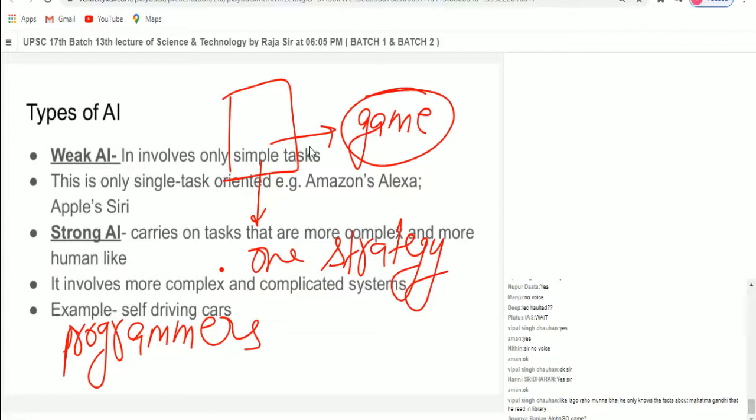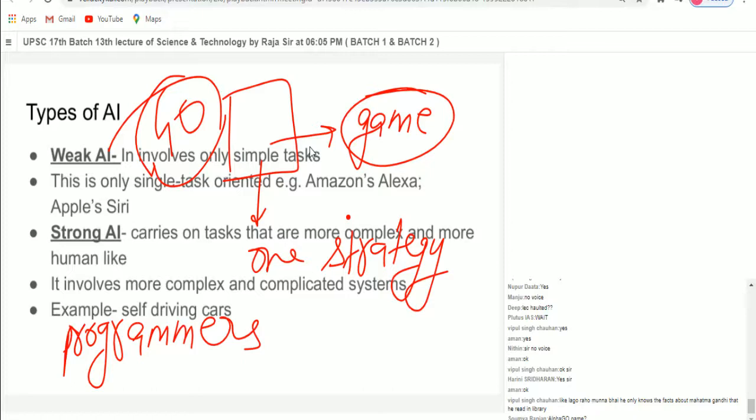Yes, absolutely. AlphaGo. Yes, I guess that is the Go game. So the computer devised its own strategy, a new kind of strategy to play the game, and that strategy was not provided by the programmers. So this is artificial intelligence. The computer can modify its algorithms and it can even generate new algorithms.